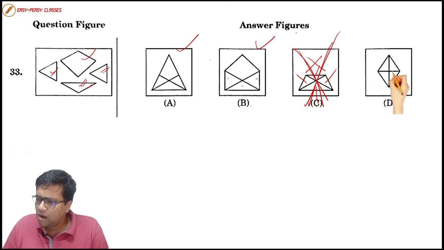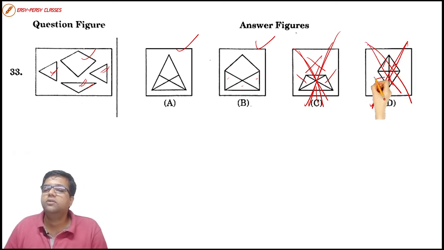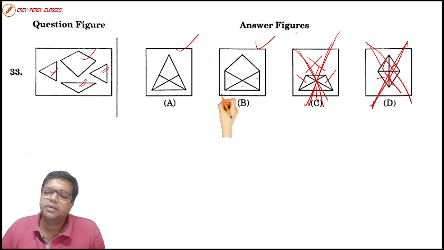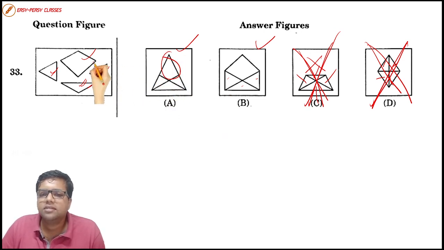Do we have a quadrilateral over here? No, we don't have. We have 4 triangles. We don't have a quadrilateral over here. So we have a competition between option number A and option number B. So if you look at this quadrilateral, does it resemble in any way? Is it any way similar to this quadrilateral?